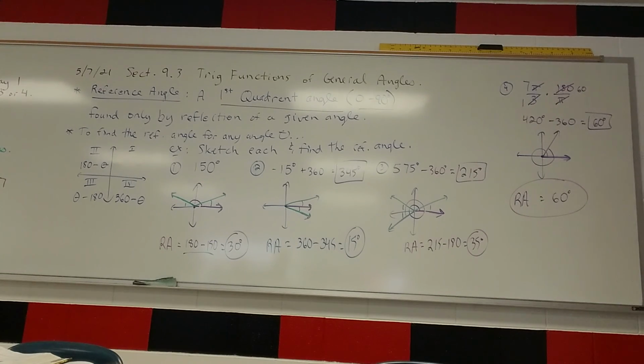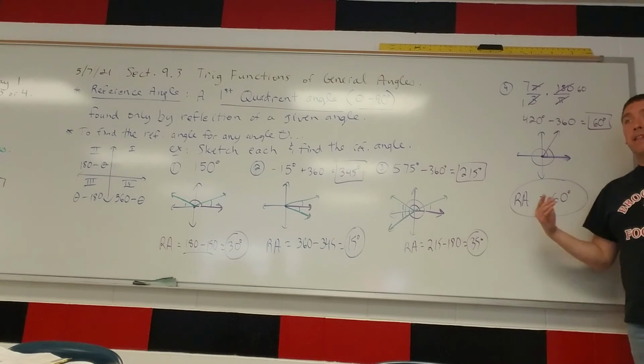So you can't just say, well, 420 degrees is its own reference angle because it's already in the first quadrant. True, but technically a reference angle, not only does it have to be a first quadrant angle, it's got to be the generic one, the acute one, 0 to 90 degrees. So even though 420 ends up in the first quadrant, you still have to get its coterminal 60-degree angle because the reference angle's got to land in the first quadrant.